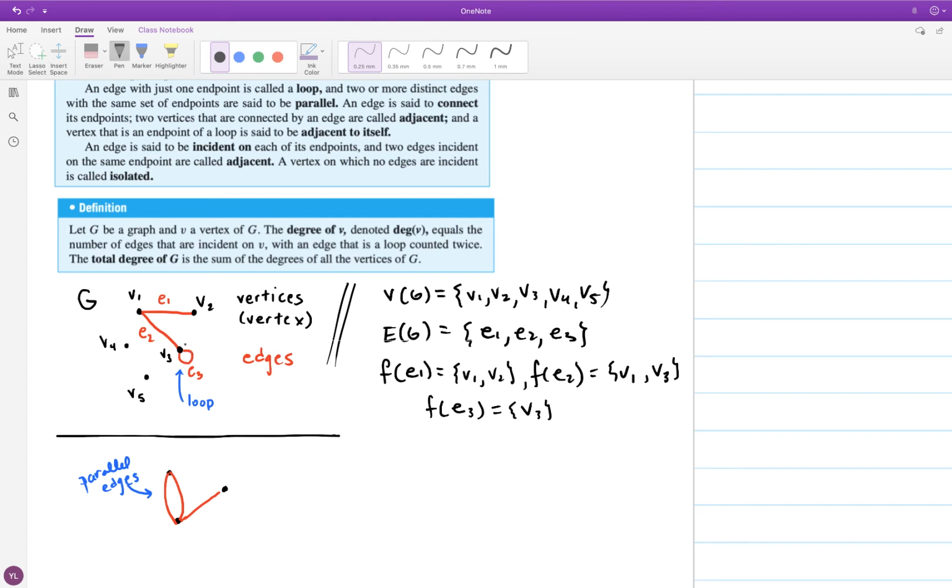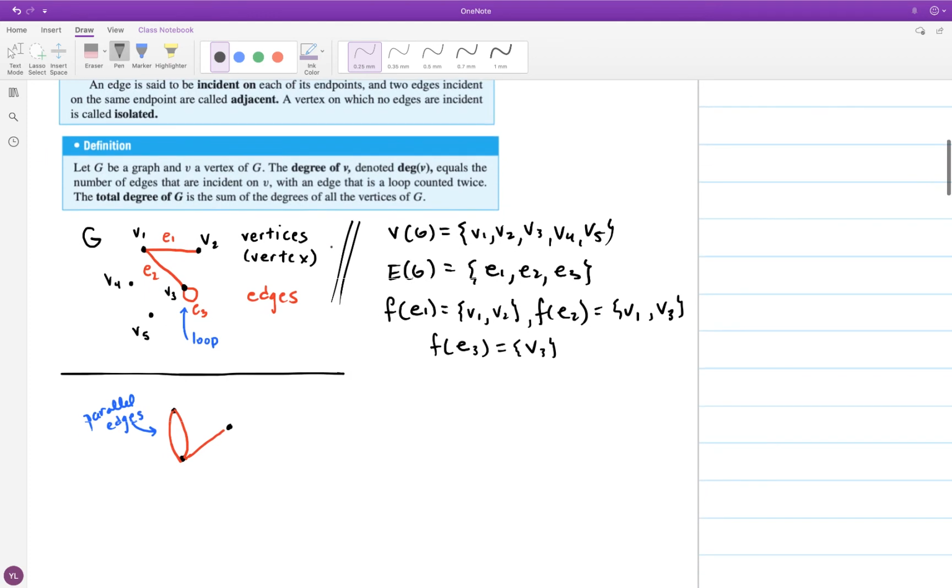Then we have a word to describe when a vertex is connected to an edge. That's called incidence. We would say here that this edge E2 is incident on V3 because it hits V3, and it's also incident on V1. The last notion in the first box is isolated. An isolated vertex is a vertex that has no edges incident on it. So V4 and V5 are isolated vertices in this graph G. Towards the end of this section, they talk about the degree of a vertex, and I thought I would move that up front a little bit because it's a pretty important concept.